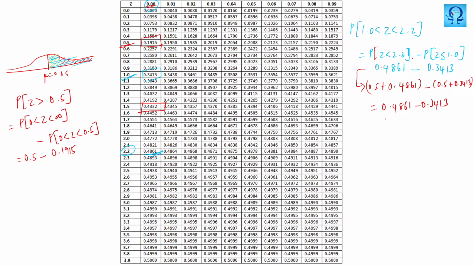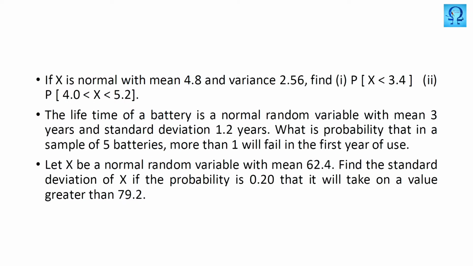Welcome. In this video, we are going to solve some problems relating to normal distribution. Here, we have three problems. I am just going to give the hints by which we solve the problems. Given that x is normal with mean 4.8 and variance 2.56, we are asked to calculate two probabilities.